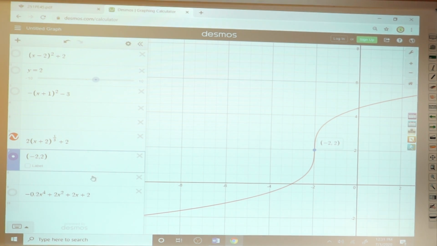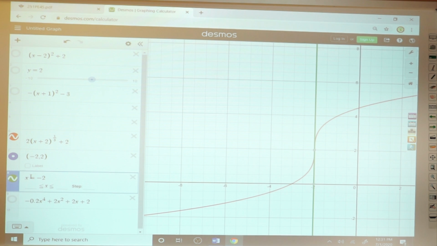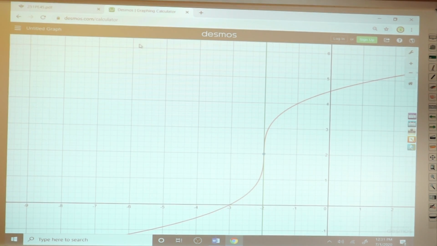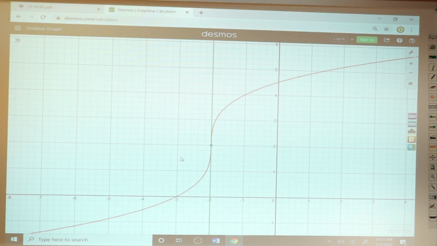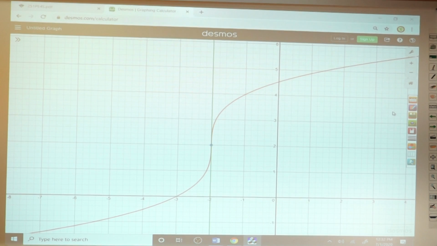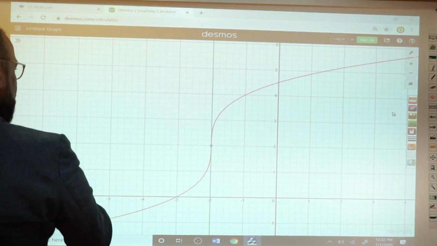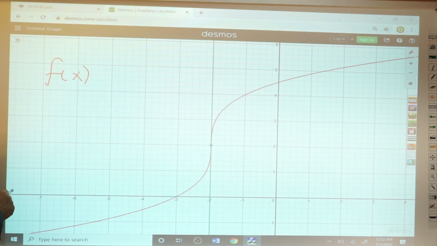-2 and 2. And let us graph a line x equal -2. You see, at x equal -2 here, we have a vertical line, right? Let me just discuss this. Now, let us say this guy is my function, f of x.